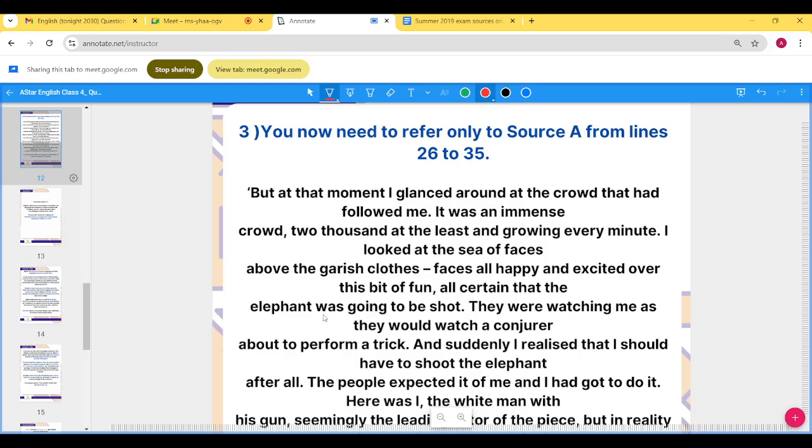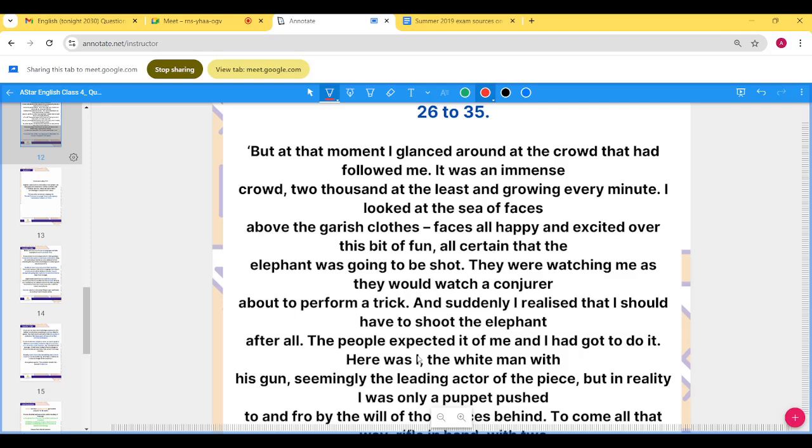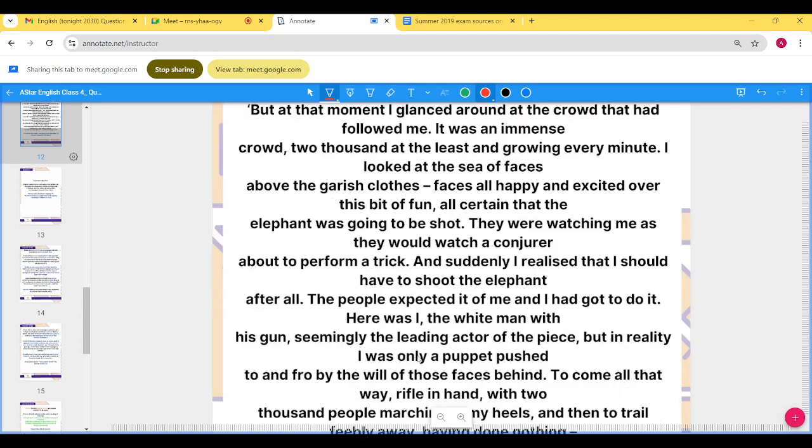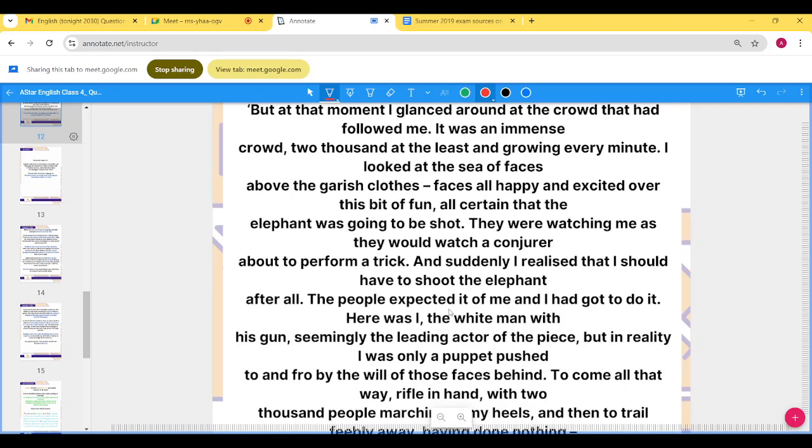"All certain that the elephant was going to be shot. They were watching me as they would watch a conjurer about to perform a trick." So we have got a simile here, comparing, or the crowd see him as a magician. They are ready to watch the show. "And suddenly I realized that I should have to shoot the elephant after all. It was what the people expected of me, and I had got to do it." So again, we've got a language here showing the influence of the crowd.